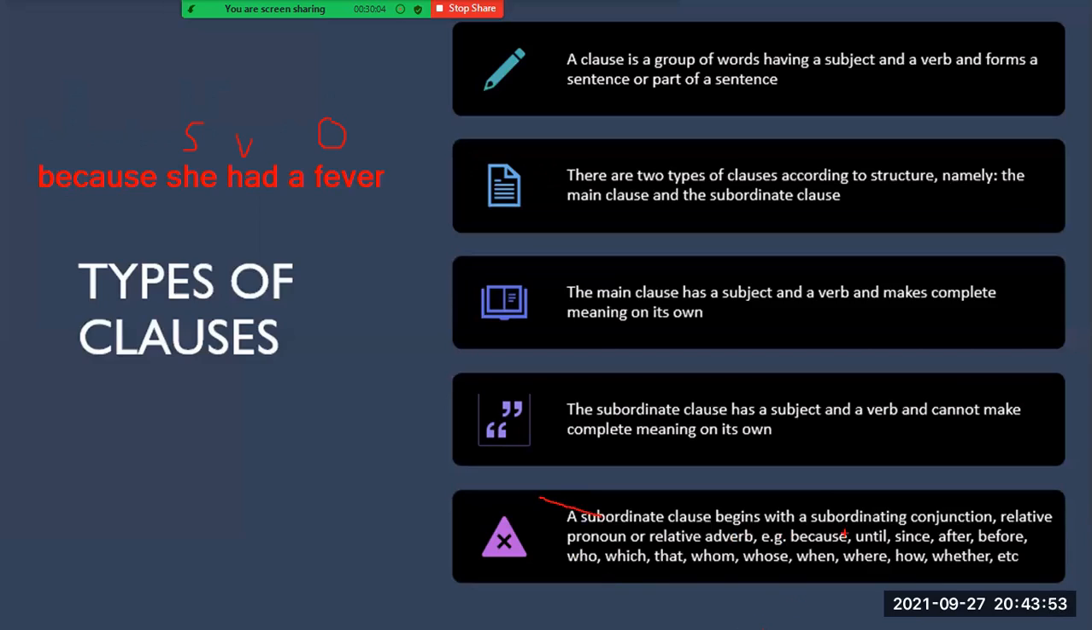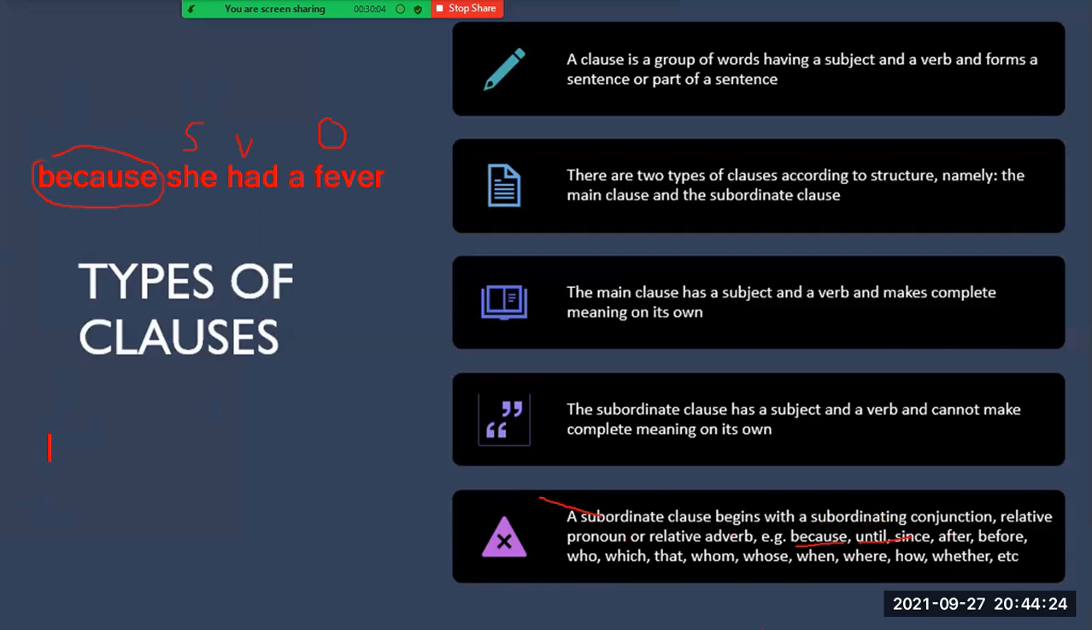All right, you can find because, until, since, after, and so on. You can see that we use because here to begin the clause, because she had a fever. Now, if talking about a relative clause such as who, it can also begin a subordinate clause.